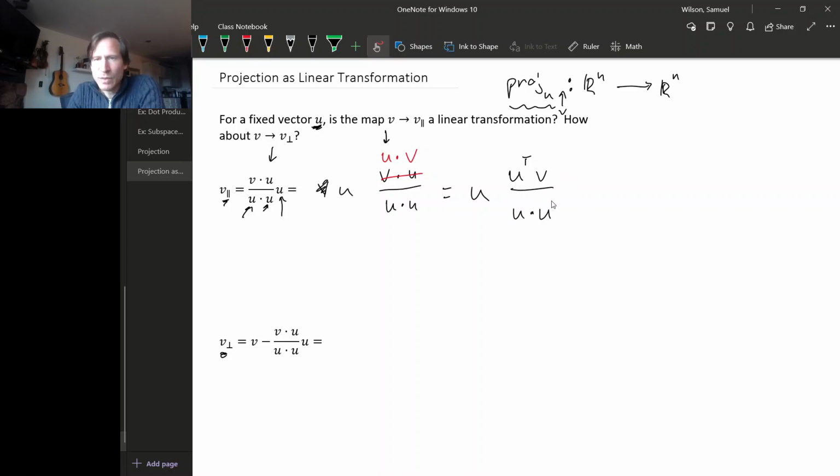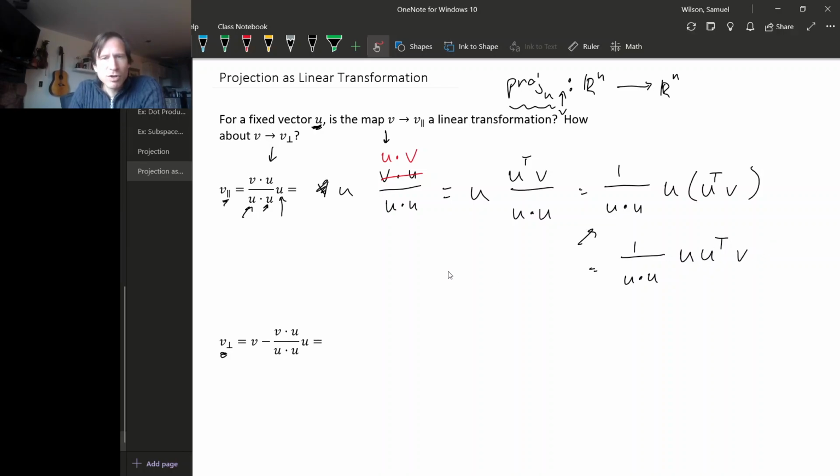Well, this over u dot u, that's really just a scalar, right? That's 1 over u dot u. And u is a fixed vector, so 1 over u dot u is just some number. It's a scalar. So times u, and then the stuff that's left over is u transpose v. So this is 1 over u dot u times u times u transpose times v. Well, look, this projection takes v and sends you to the projection onto u of v.